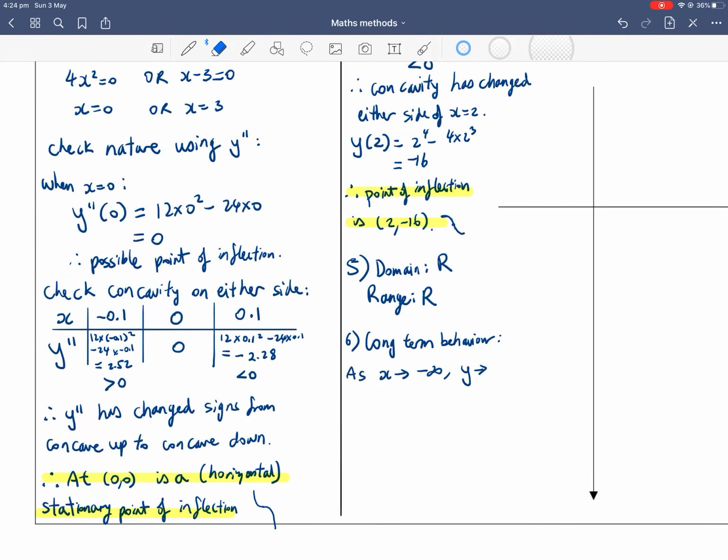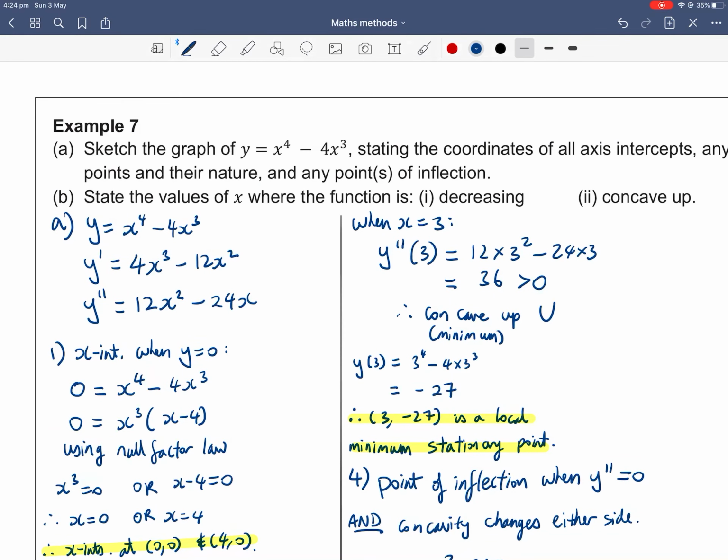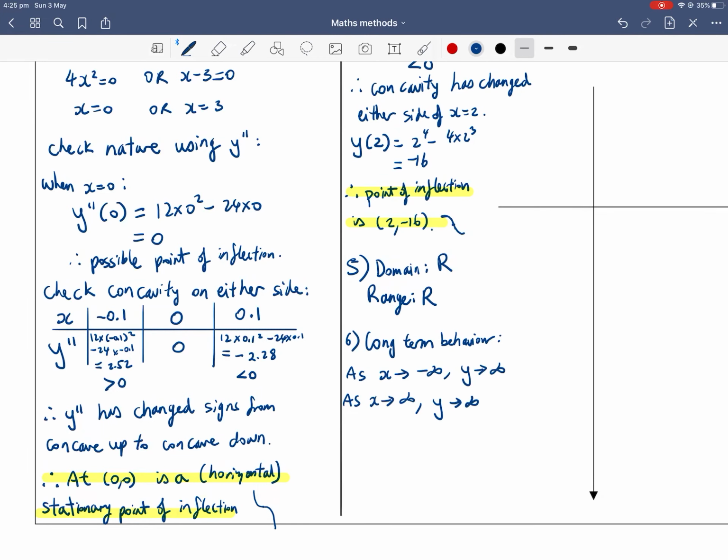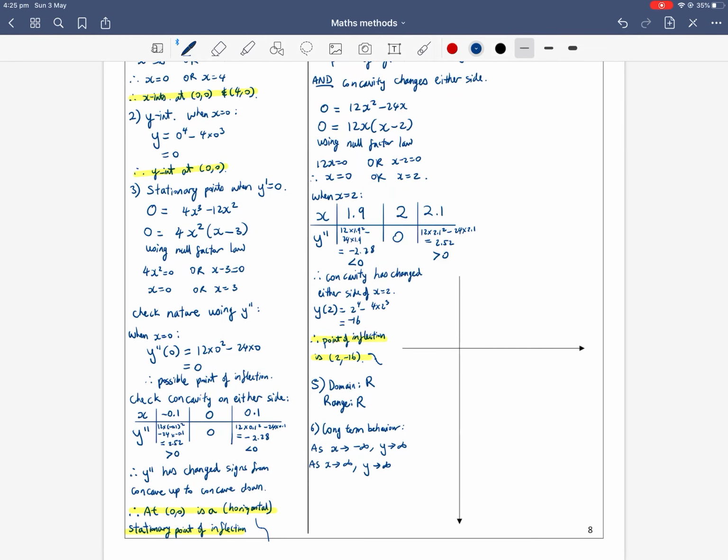So we can say that as x gets really negative and big to the left, y gets positive and big as well. And then as x gets really big to the right, a positive to the 4 is still a positive, and a positive cubed is positive. But because x to the 4 is bigger than x cubed, this dominates, so you have a bigger number taking away a smaller number, so your answer will still be a positive value. And as x gets big, your y value is also going to get big because it's just high powers. So as x gets big, y also gets big, positive.